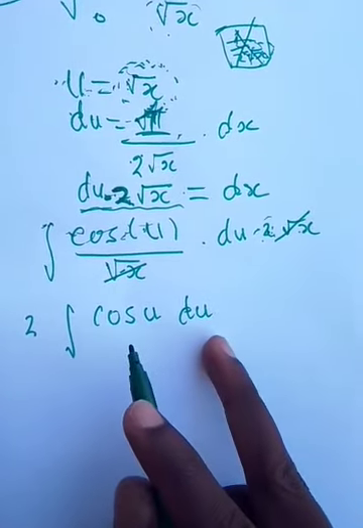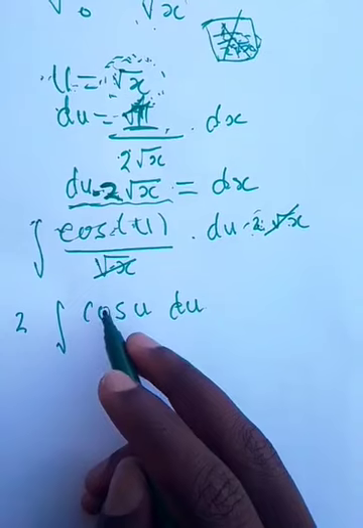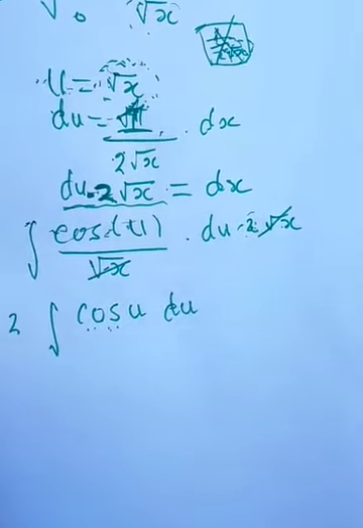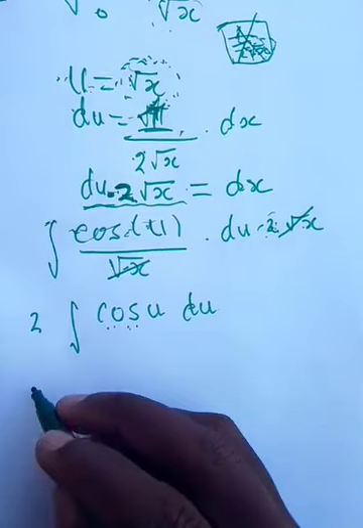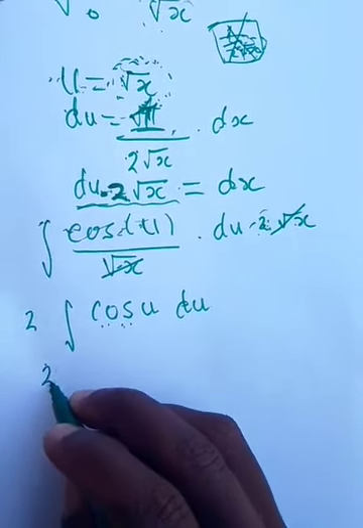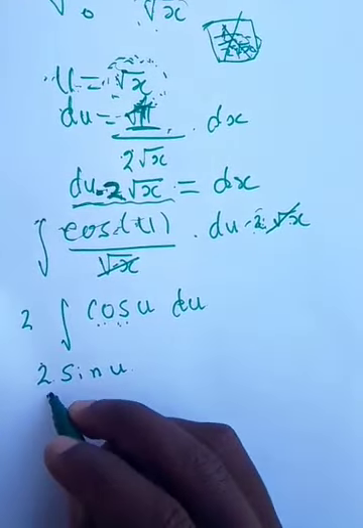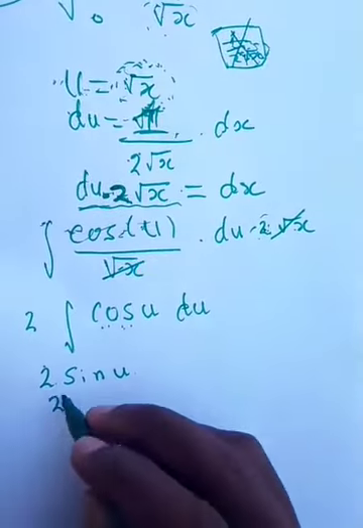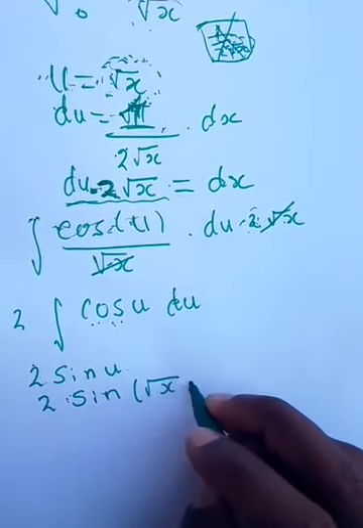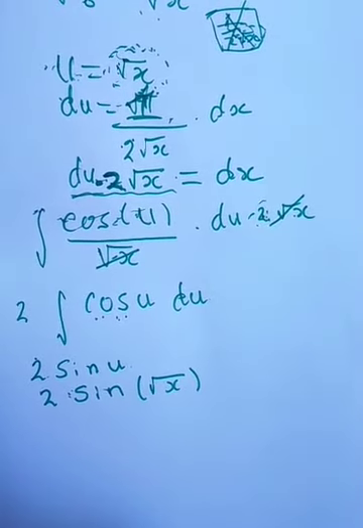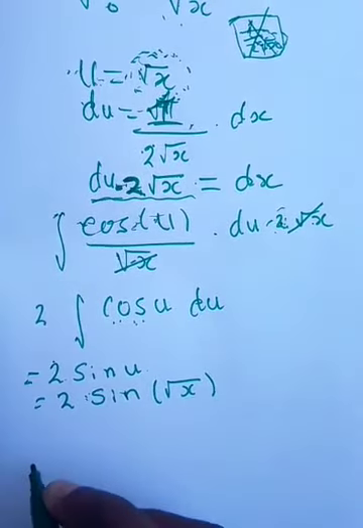Now, if I remain with this cos u du, I can now proceed and integrate cos u. What's the integral for cos? The integral for cos is just sine, positive sine. So my final answer is going to be 2 sine u. Yeah, and then where is u? I have to put what? Remember that we said u is equal to square root of x. So I'll say 2 sine square root of x, like this. Okay, so let me just do this. At least they look more representable.